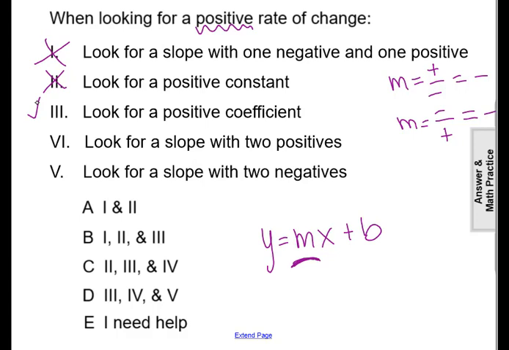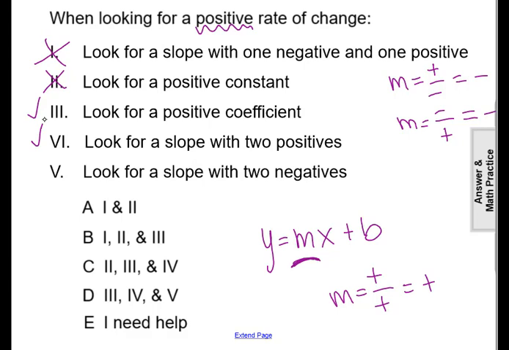Now let's move on to statement 4 that says to look for a slope with two positives. So like we did with statement 1, if we have a slope with two positive numbers, a positive over a positive, well, that equals a positive. So a positive slope would indicate a positive rate of change. So statement 4 will work.